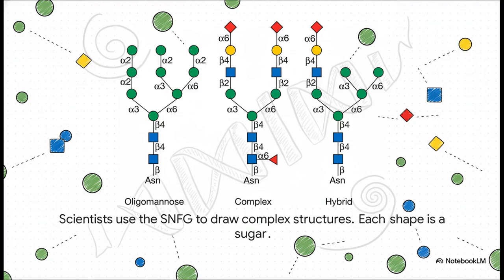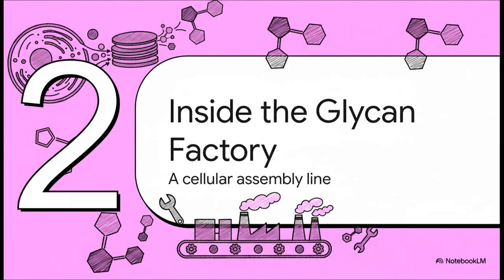It's just so elegant. Each one of these shapes and colors represents a specific sugar. So for example, those green circles you see are a sugar called mannose, and the blue squares are another common one called GlcNAc. It turns a super complicated chemical formula into a clear, readable blueprint. It's brilliant. Okay, so we know what the architect is building, but where's the workshop?